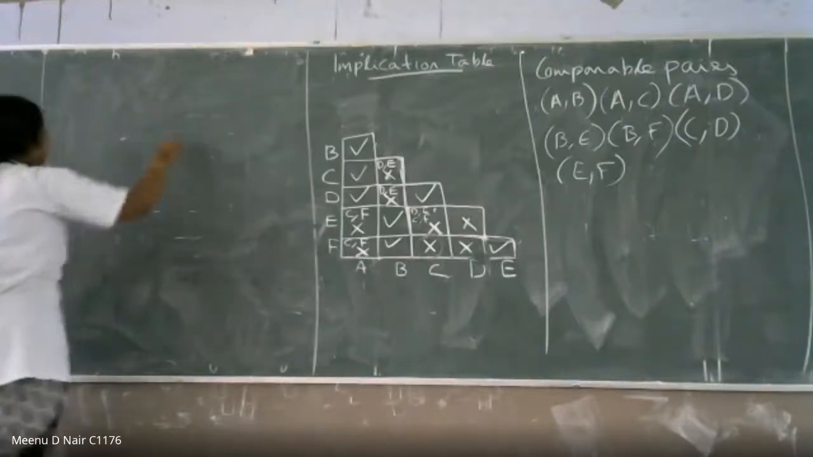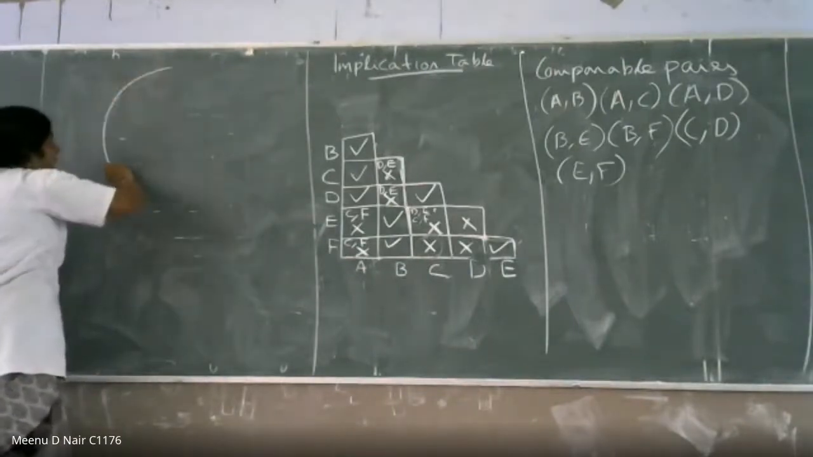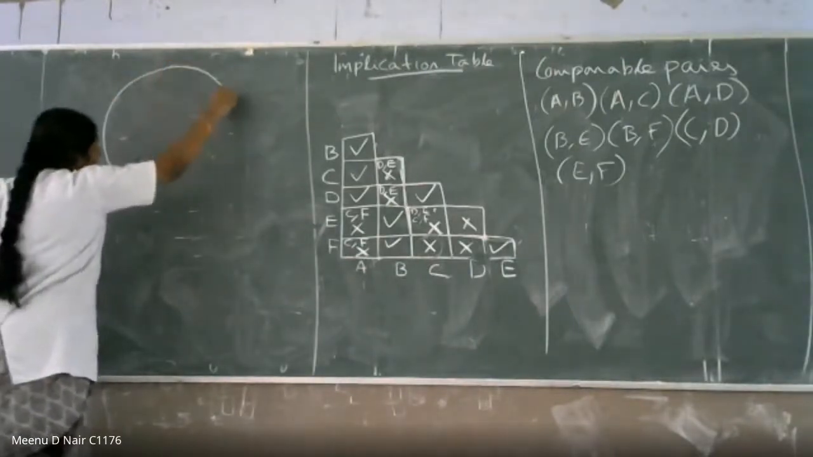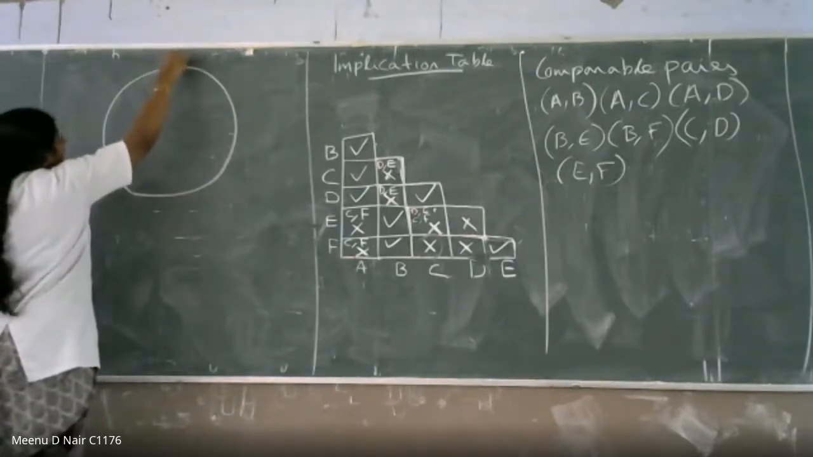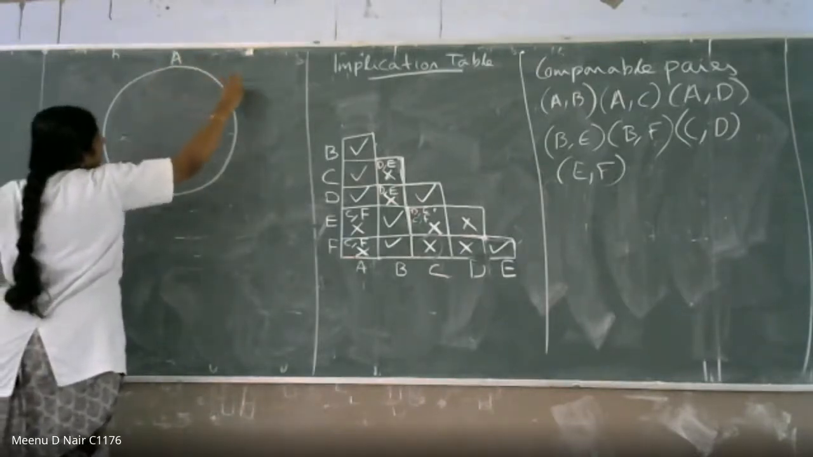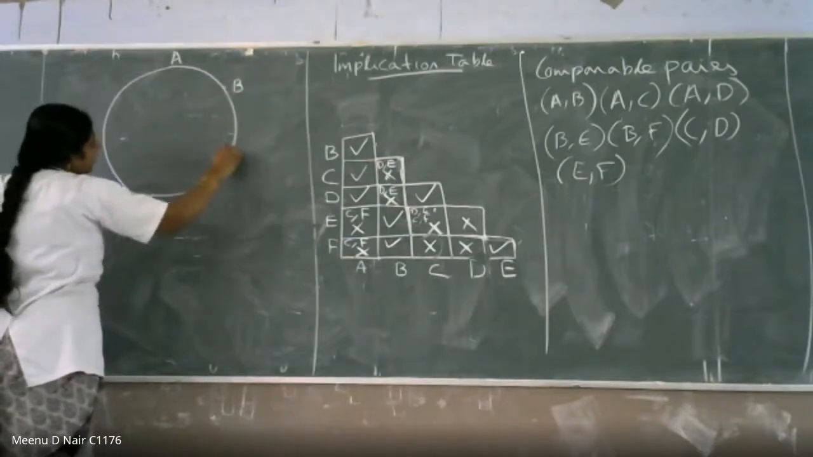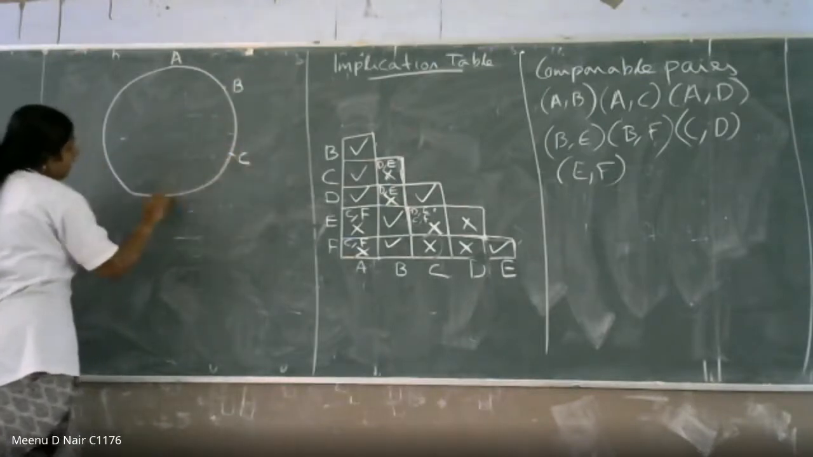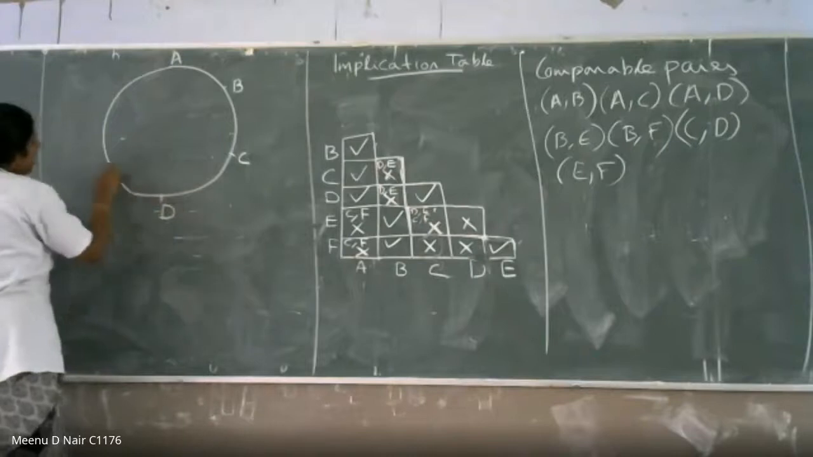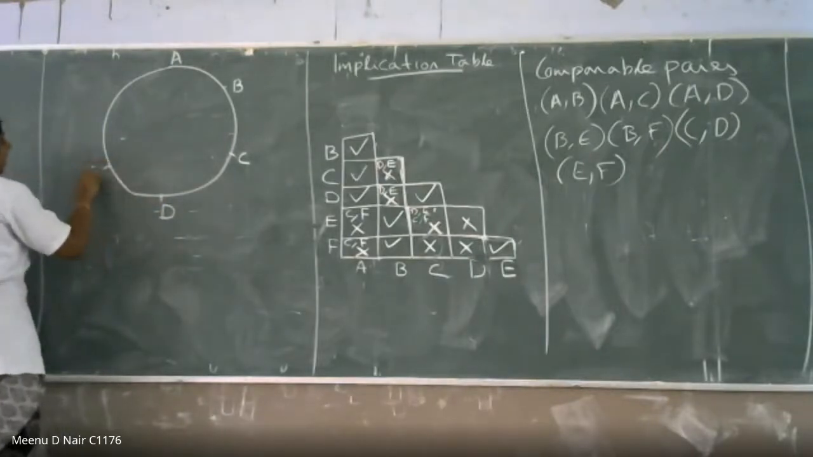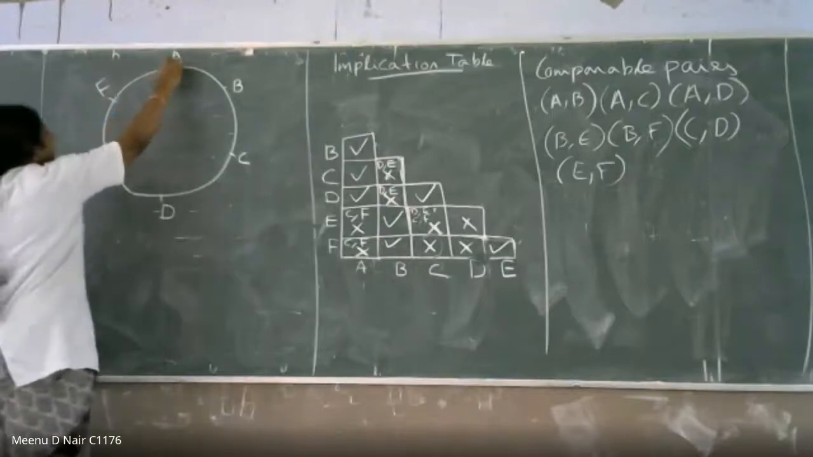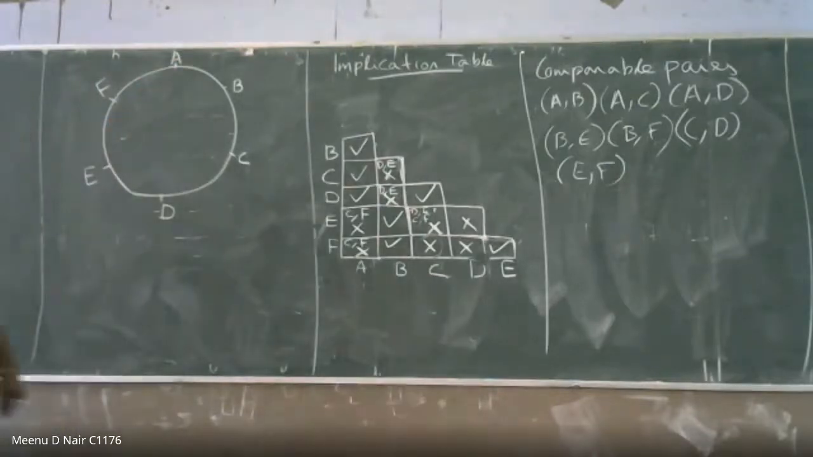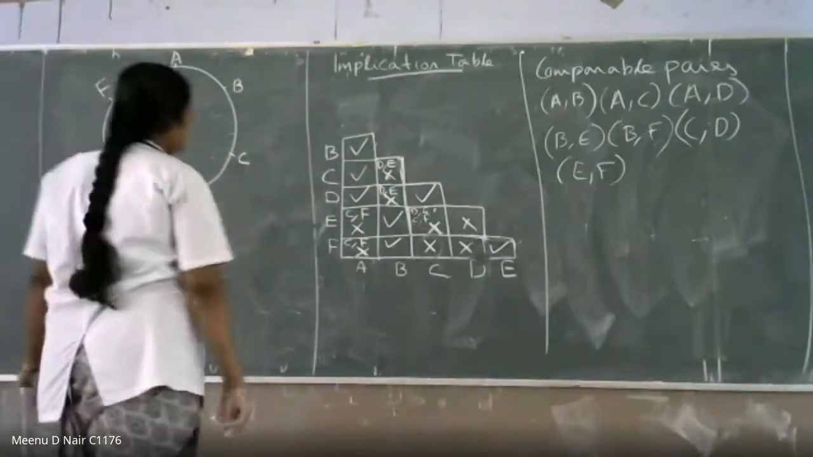Now, what you are going to do is, you are drawing a circle and you are going to mark your points A, B, C, D, E, F. You are just drawing a circle and marking all the states A, B, C, D, E, F.